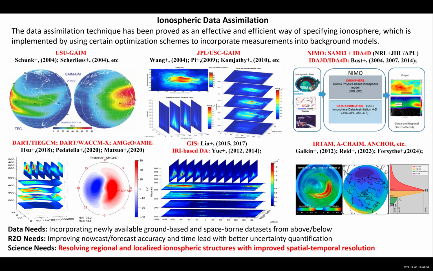So with the rapid progress in ionospheric data simulation, we are also facing some needs, like the data needs. We always need new data sets, like ground-based, spaceborne, from above, from below. And we also have the research to operation needs, the R2O needs, that we're thinking of how to improve the nowcasting accuracy, how to improve the forecast ability with better time lead and better uncertainty quantification.